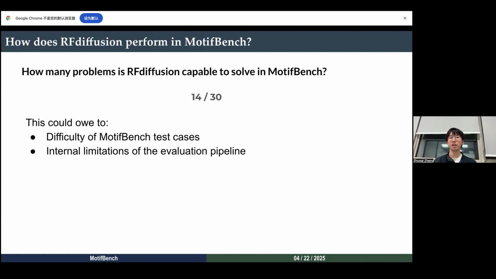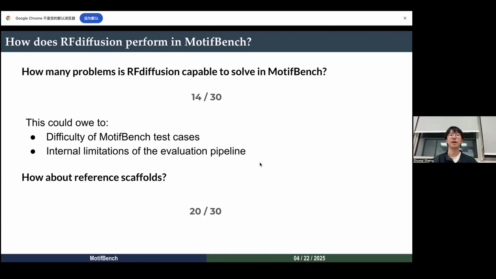So in this sense, we ask the question: how does the MotifBench pipeline perform with the reference scaffolds, which the motifs are extracted from? The answer is that for the reference scaffolds, there are 20 out of 30 for which we could successfully find a solution. So this means that there is clear room for improvement of the current motif scaffolding methods compared with the reference scaffolds.